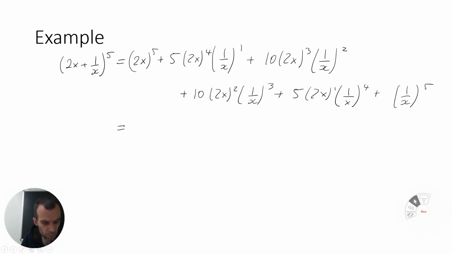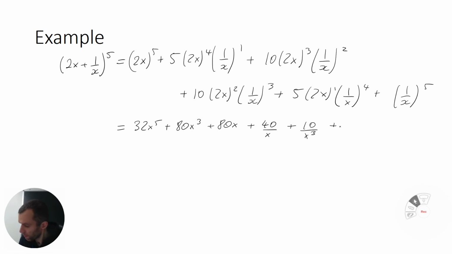And now if you clean up the coefficients a bit, you get 32x to the 5, plus 80x to the power 3, plus 80x, plus 40 divided by x, plus 10 divided by x to the power 3, plus 1 over x to the power 5. So this is an application of the Pascal's triangle coefficients, but now a is 2x and b is 1 over x.